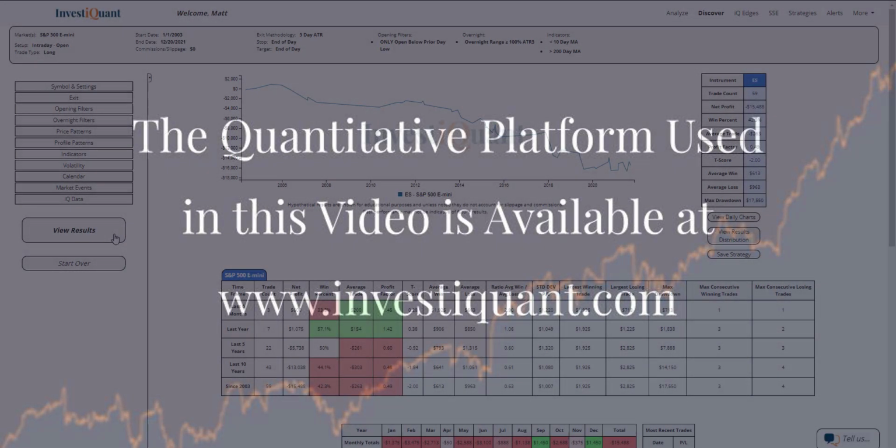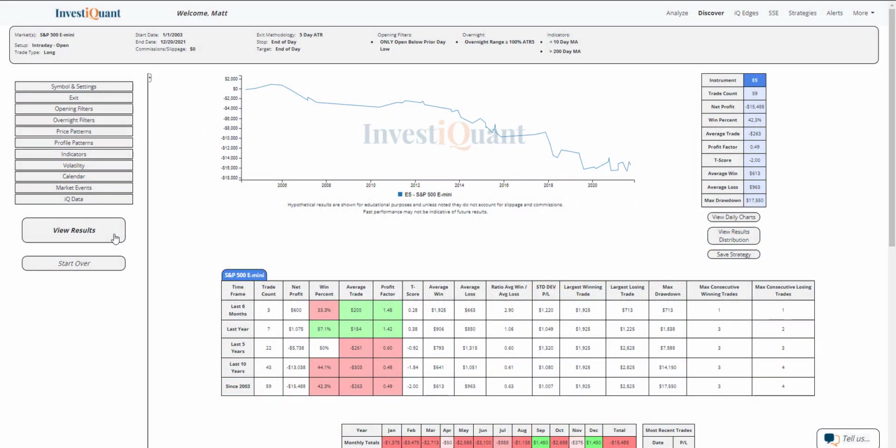All right, here we go. These are the results based upon entering the market long at 9:30 a.m. Eastern time, exiting at 4:15 p.m. Eastern time, when you open below the prior day low and the overnight session has strong range, this is taking place below a 10-day simple moving average, but above a 200-day simple moving average. Historically, we've got 59 samples in the S&P dating back to 2003.